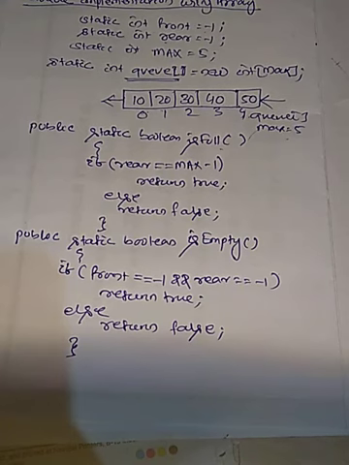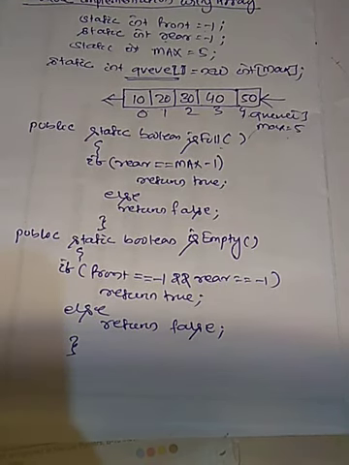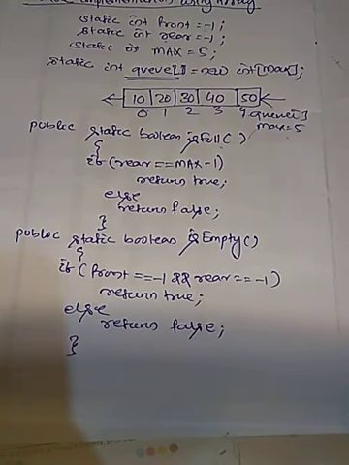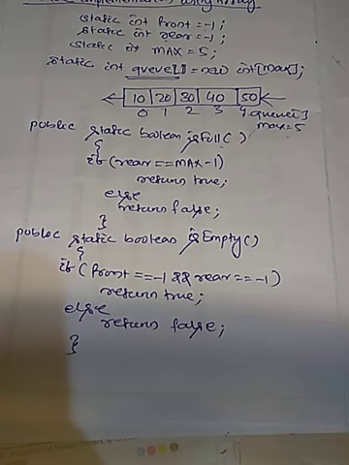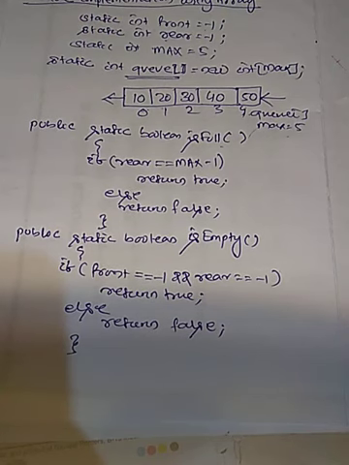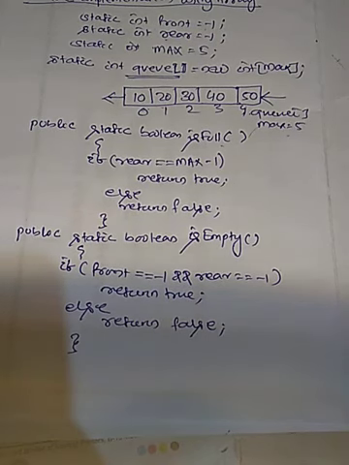Now we follow two methods, insertion and deletion, which are done at two different ends: insertion at the rear of the queue, and deletion at the front of the queue. The insertion operation is called enqueue. Okay, we'll perform that now.